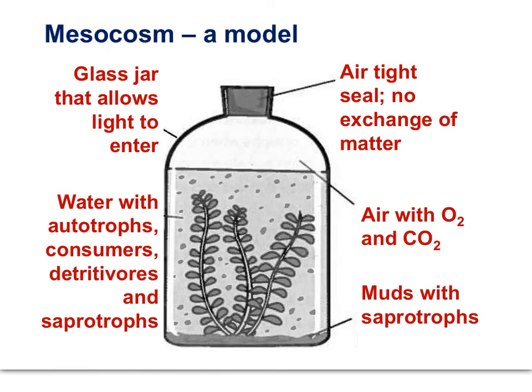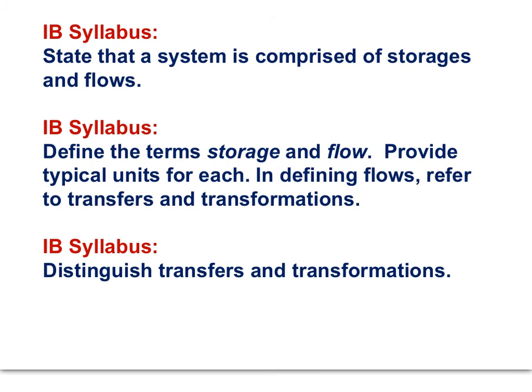Could you set up a model such as this one and manipulate a variable to better understand the impact of the variable on change in the system? Could you identify a limitation in your model? Could you see your model as an approximation of reality? Thus, you would need to assess your results carefully. Now, you've seen these IB syllabus statements already, but I have not yet dug into the different types of flows, of which there are two: transfers and transformations.